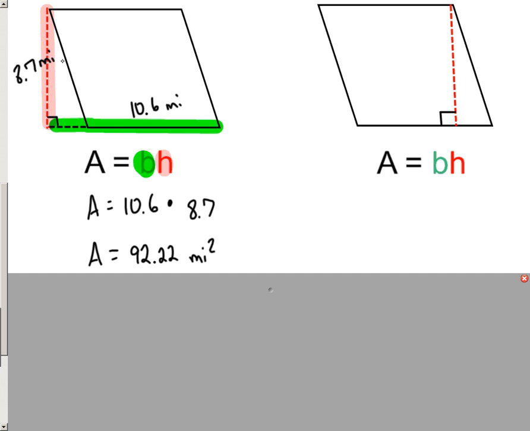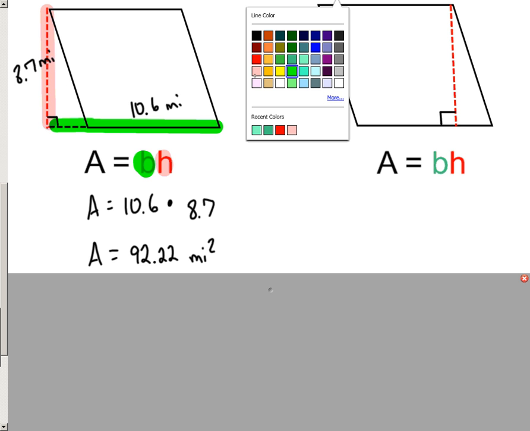This is a little bit of an extra trick where they put the height line outside of the parallelogram. Other times they'll put the height line inside of the parallelogram. So it could be outside or inside. So let's go back and do this one here.